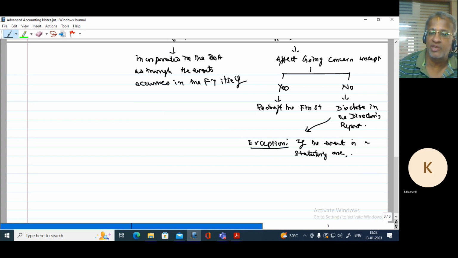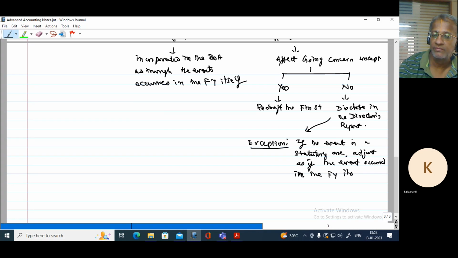If the event is a statutory one, adjust as if the event occurred in the financial year itself. That's all.